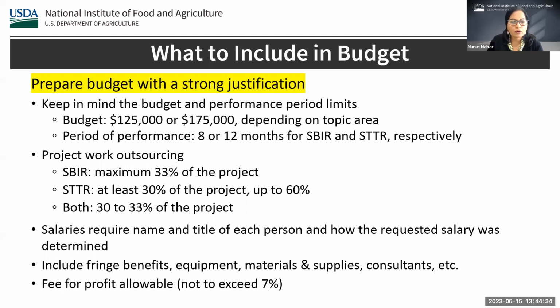Salaries require the name and title of each person, and how the requested salary was determined. Do not forget to include the fringe benefits, equipment, materials and supplies, consultants, and all those lists. Fee for profit is allowable. For NIFA, it is not to exceed 7%.